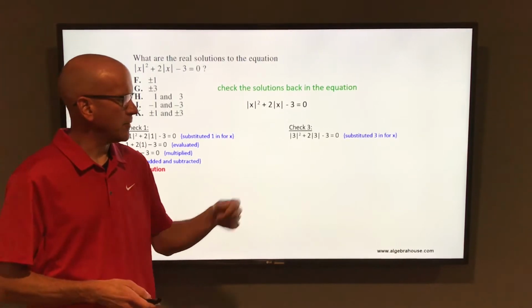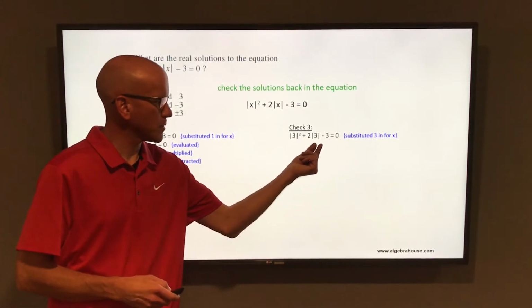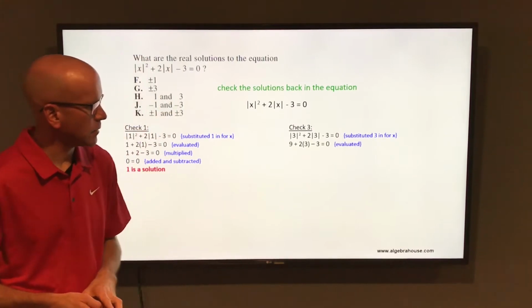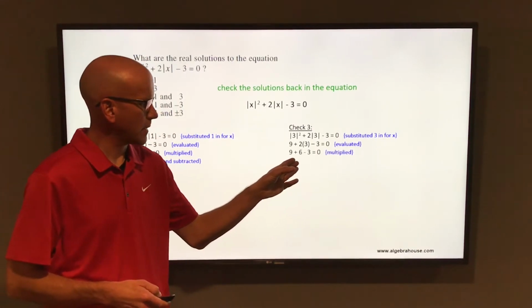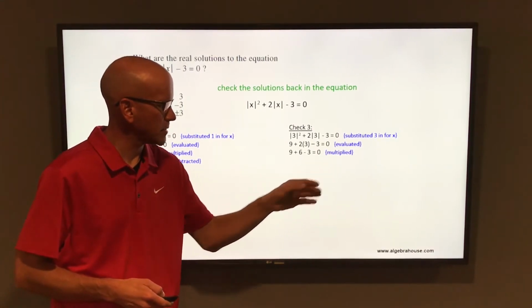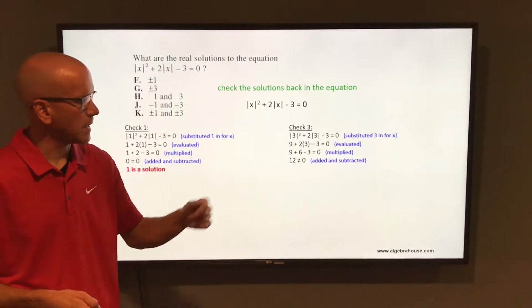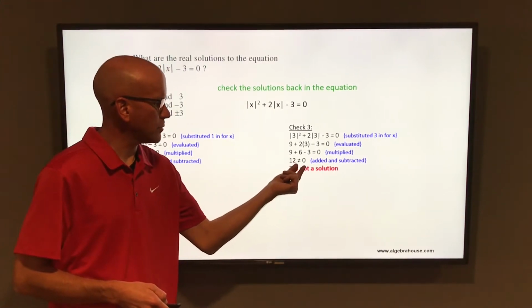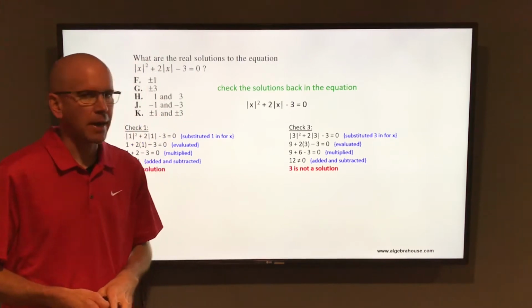Let's try 3. If you put 3 in, the absolute value of 3 squared plus 2 times the absolute value of 3 minus 3 is equal to 0. If you work through that, 9 plus 6, it's 15, minus 3 is 12. 12 is not equal to 0. That does not make a true statement, so 3 is not a solution.